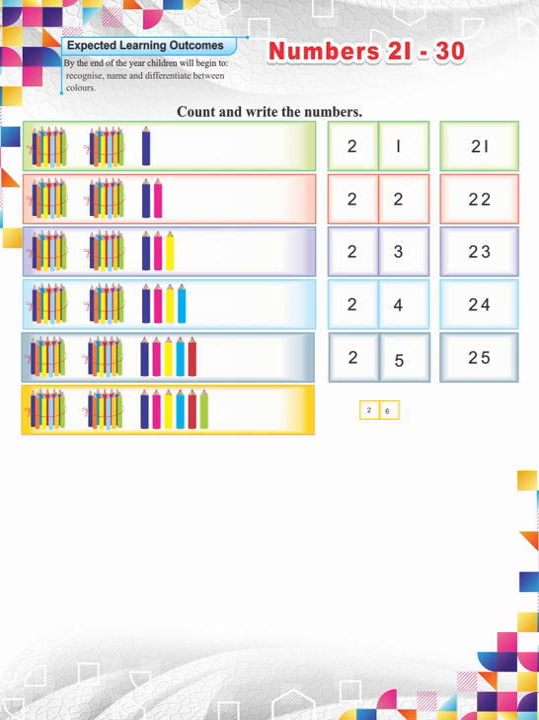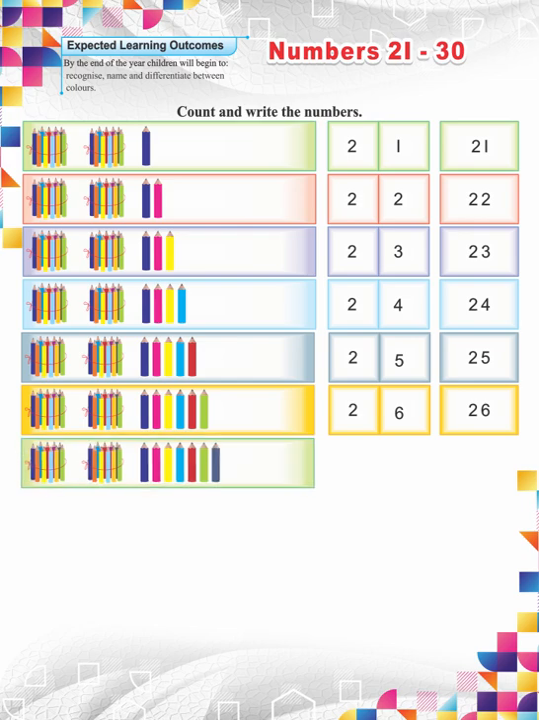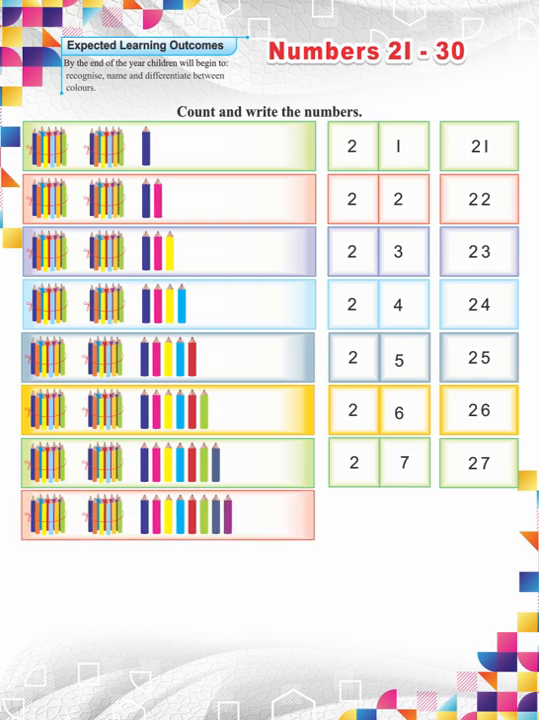There are 26 pencils. In the seventh row, count the pencils. There are 2 bundles of 10 pencils each and 7 more pencils. There are 27 pencils. In the eighth row, count the pencils. There are 2 bundles of 10 pencils each and 8 more pencils.